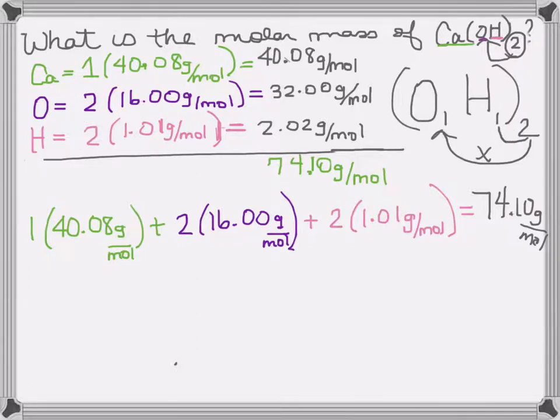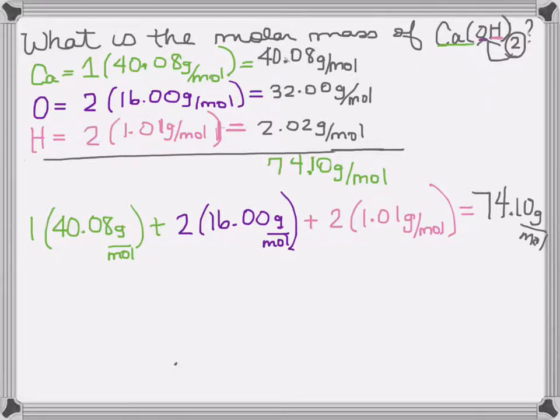So anytime you have a substance that's inside parentheses and it has a subscript number outside of the parentheses, you have to multiply everything inside the parentheses times the subscript on the outside.